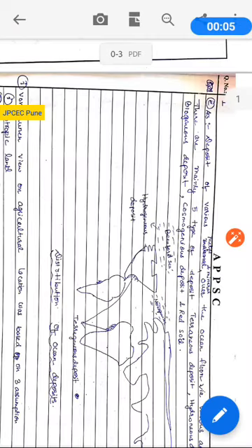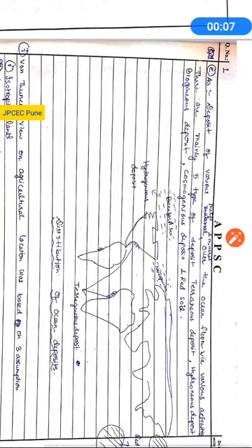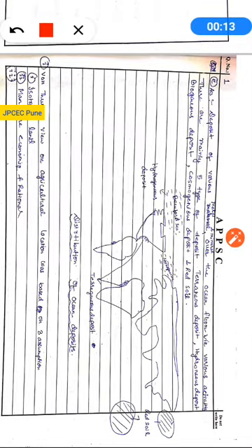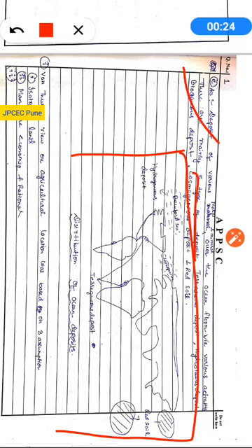Question number 1E is about writing a short note on ocean deposits. So it is for 4 marks. In the starting, you directly mention the 5 types of ocean deposits and you just drew the diagram. Okay, so explain somewhat. No doubt you have given the distribution of ocean deposits.